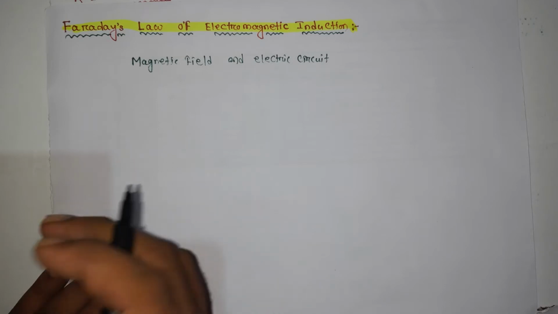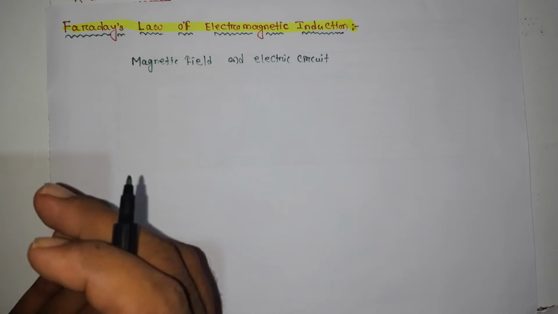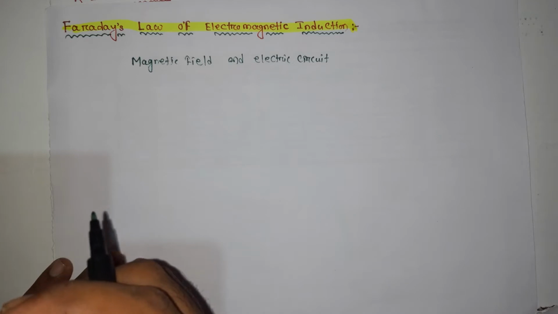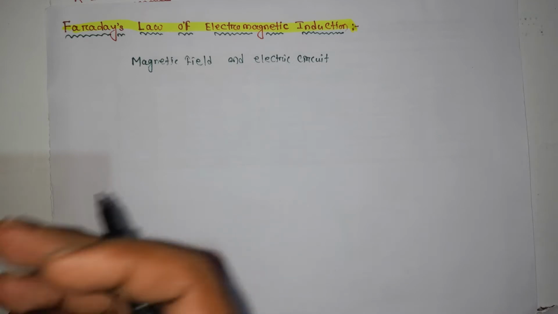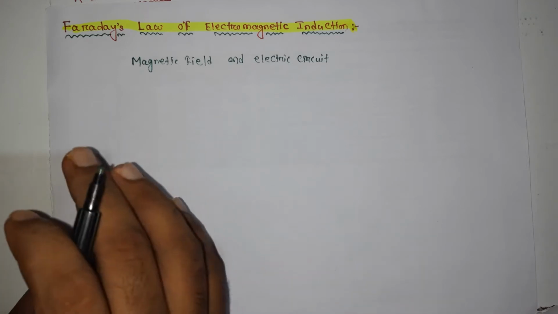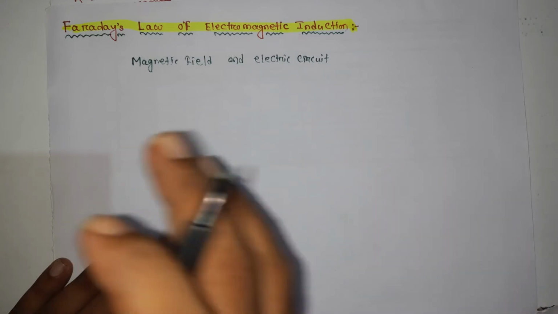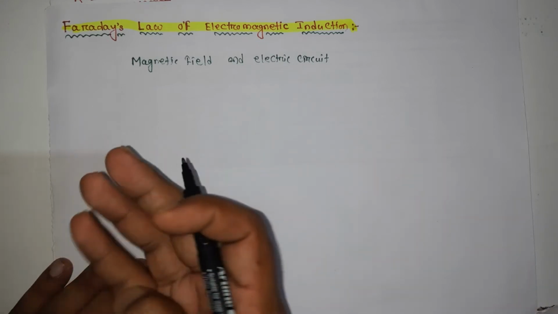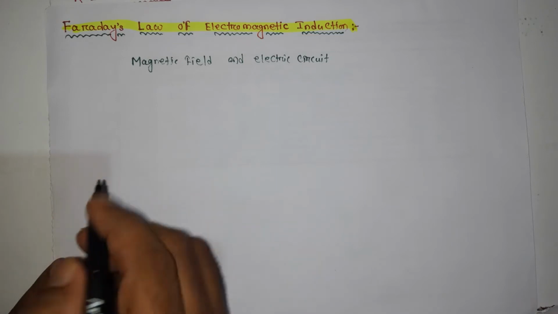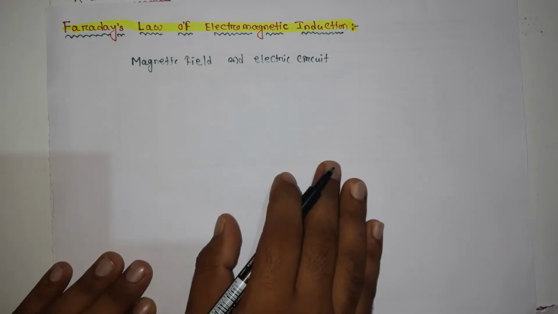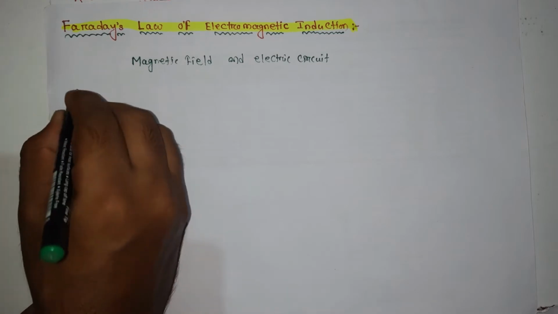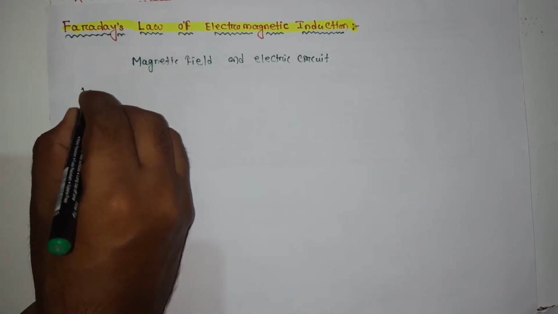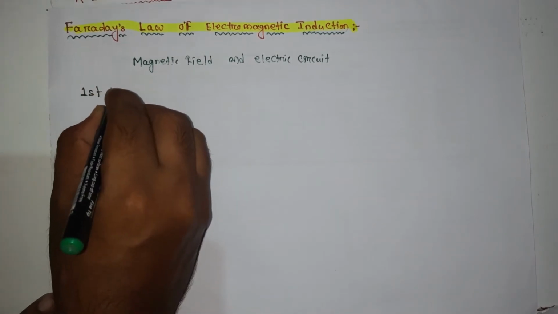This fundamental operating principle works in transformers, inductors, and other motors and generators. This law is used in this type of device in electrical circuits. Faraday's law is of two types. One is the first law and another is the second law. First we go to the first law of Faraday's law of electromagnetic induction.